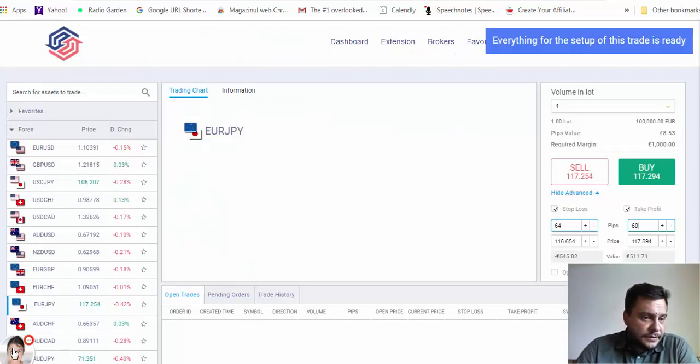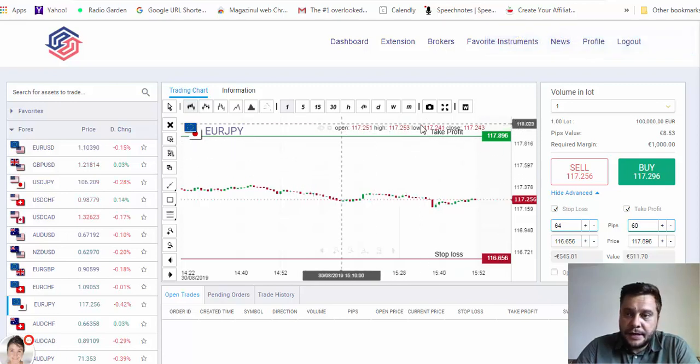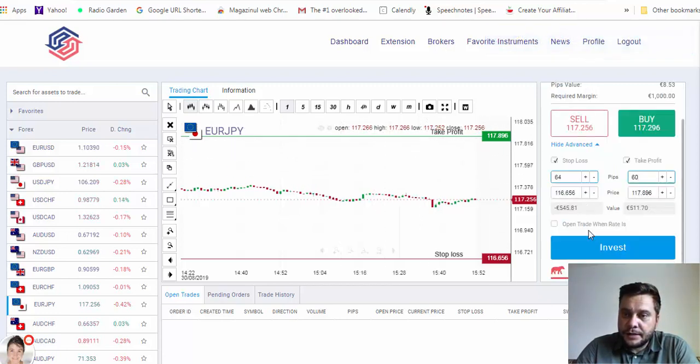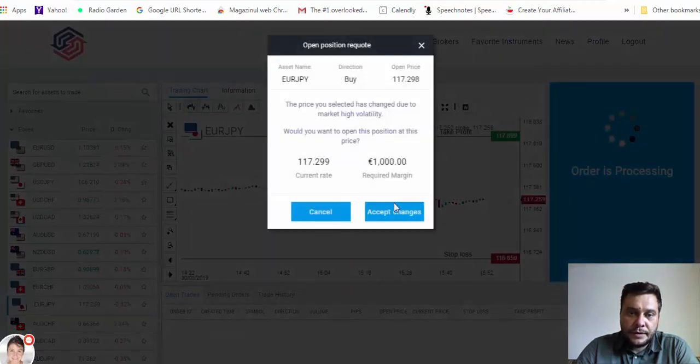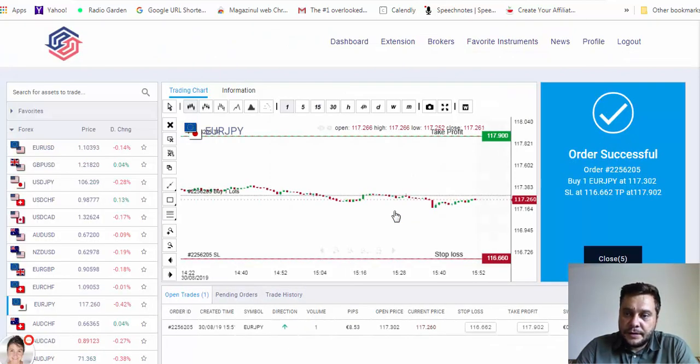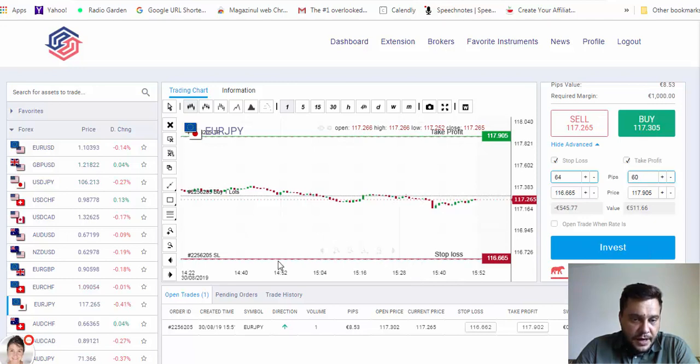As you can see here in the left corner, Euro GPI. One lot, and everything is set. As you can see, stop loss and take profit, and all you have to do is click on trade. And down here you can see your trade.